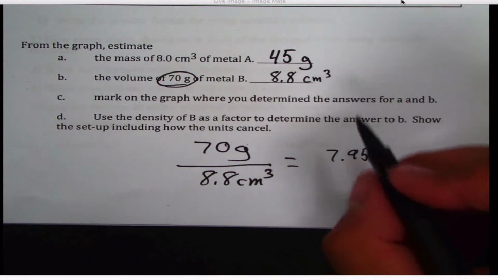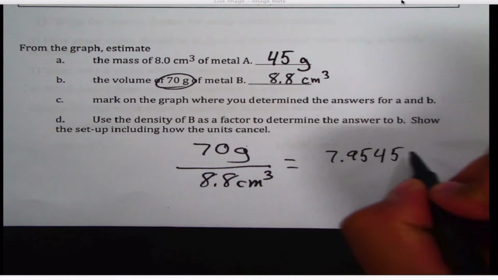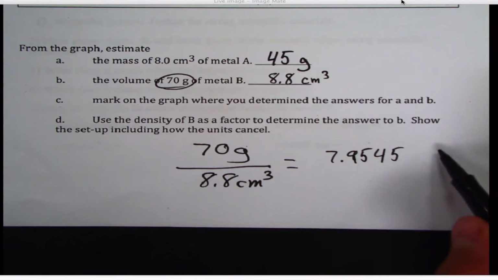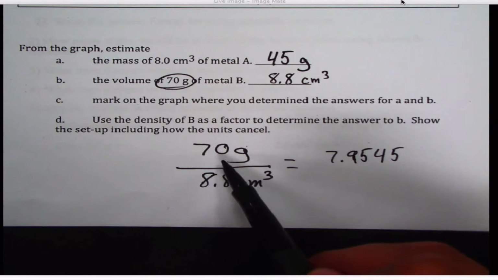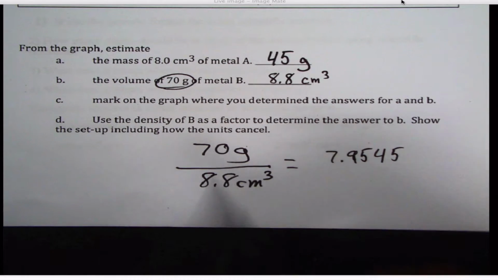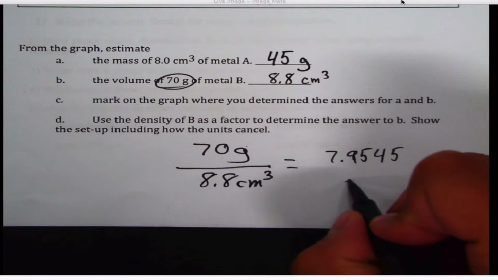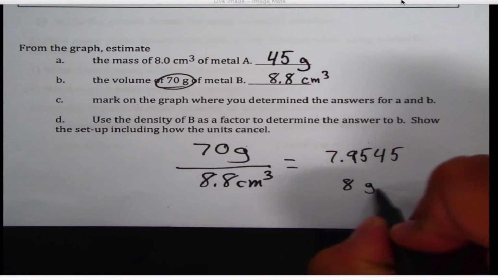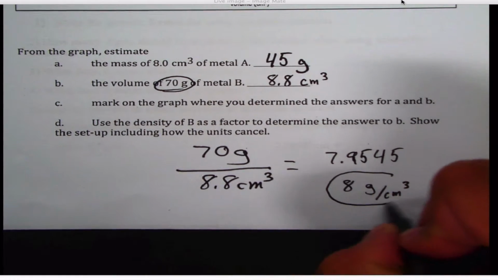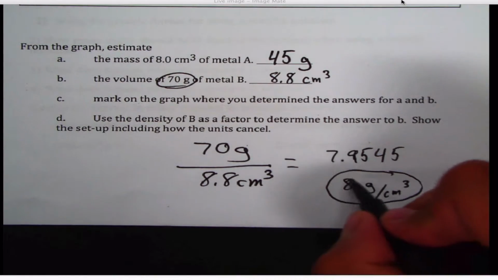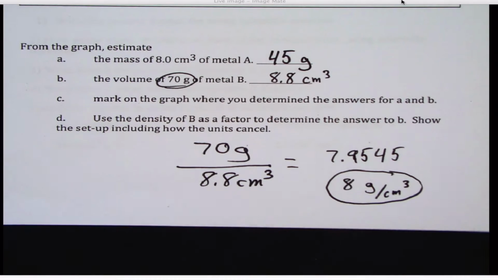7.9545. That's my calculator answer. This is unrounded. Think about what we have to do for rounding. One significant figure, two significant figures, one significant figure wins. So really the correct answer is 8 grams per cubic centimeter. That is one significant figure. So that's how you figure out the density.